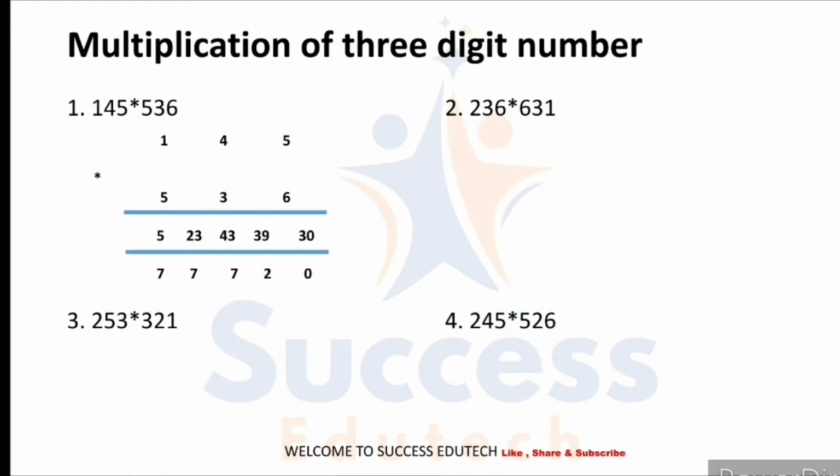Explaining. Now this is our problem. First problem: 145 multiplied by 563. I am writing 5 multiplied by 6, 30 here. Then 5 multiplied by 1, 5 here. Then 3 ones are 3 and 5 fours are 20. 20 plus 3, I am writing in the middle of these two.